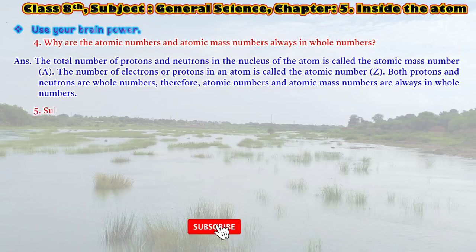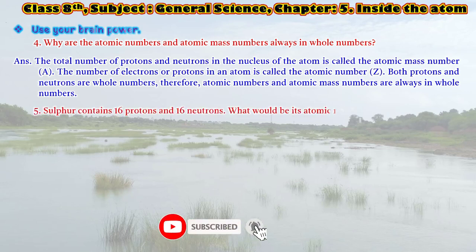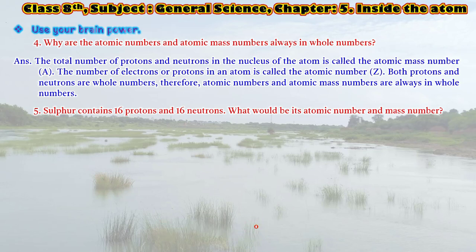Question 5th is: sulfur contains 16 protons and 16 neutrons. What would be its atomic number and mass number? Answer is: the atomic number of sulfur is 16 and the atomic mass number is 32.